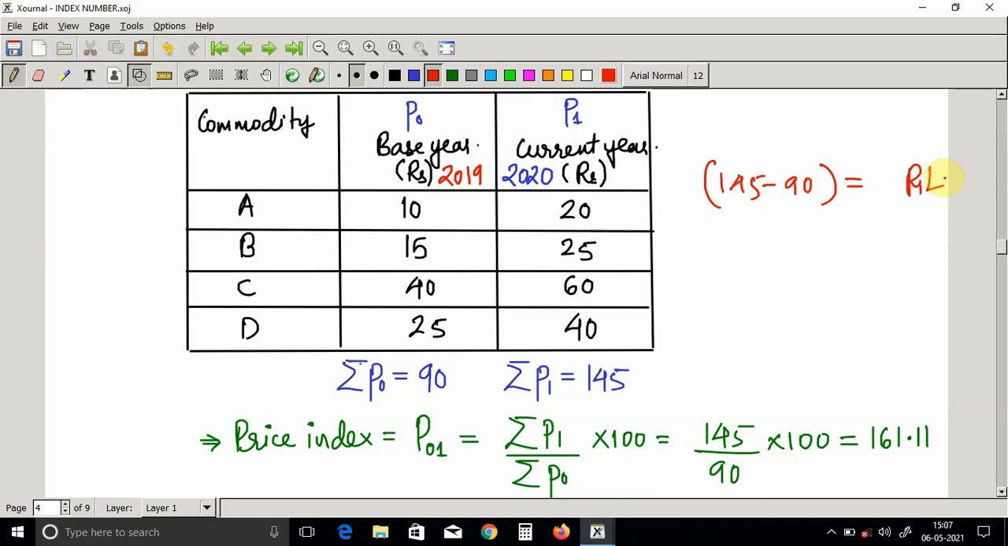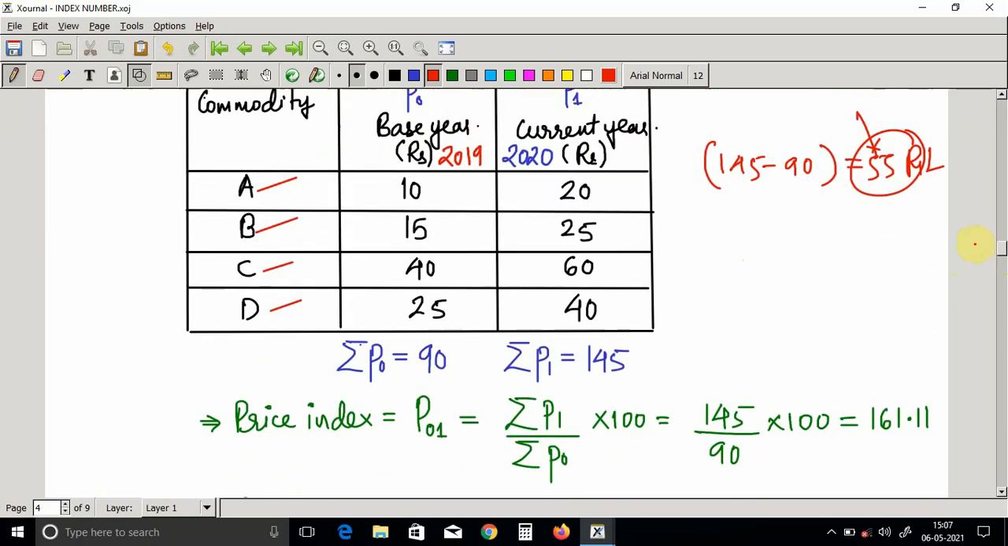145 minus 90 is 55. So 55 rupees you need to pay extra. But this is not a good measure, because it may happen that these 4 quantities may contain different units of commodities. So you must have a coefficient which is unitless, or you must speak in percentages. That will give you a clear idea how much is the increase.